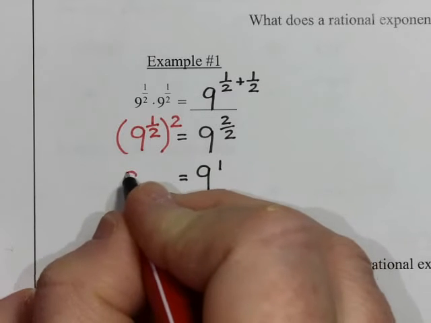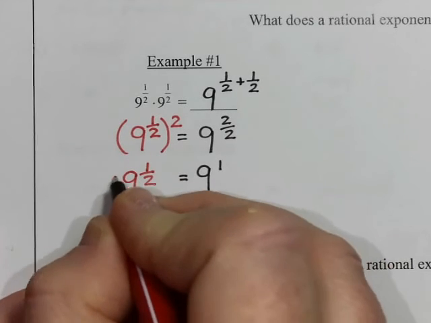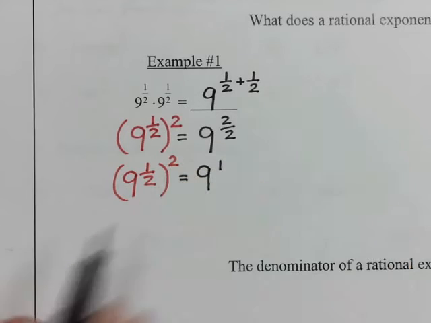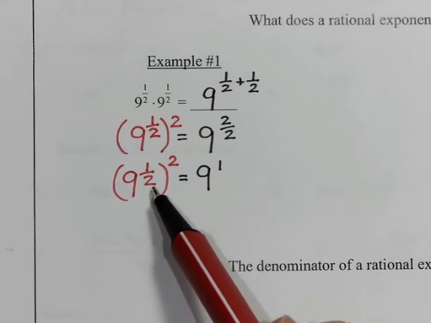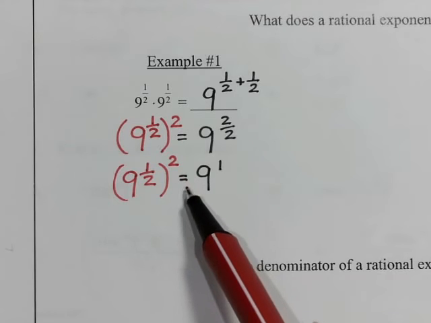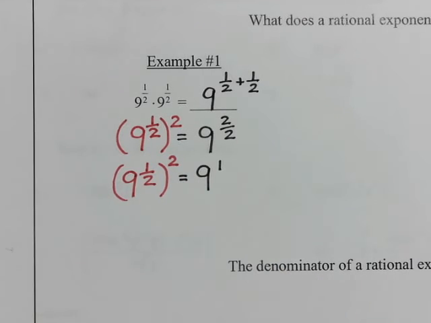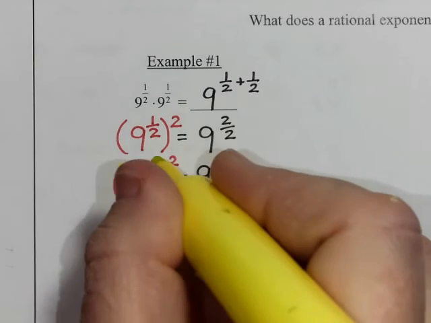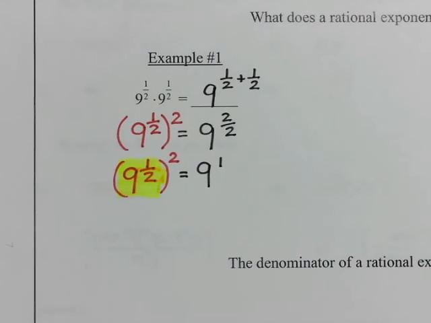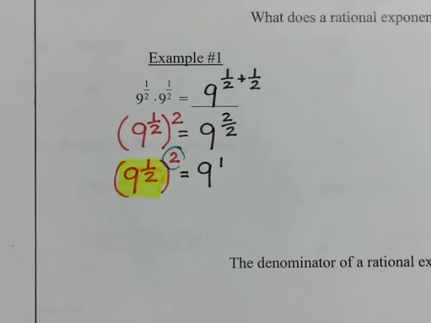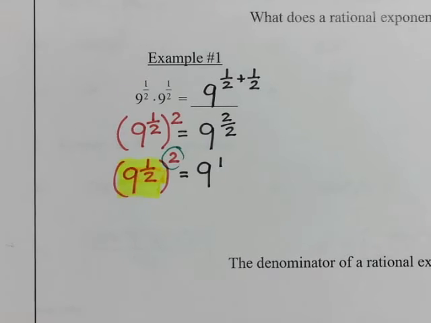So I am on this next line just going to write down again 9 to the 1/2 to the power of 2. So I know that 9 to the 1/2 to the power of 2 is the same thing as 9 to the power of 1. Now my goal is to try to figure out what 9 to the power of 1/2 equals. So I want to know what this is all by itself. So what I would like to do is figure out a way to get rid of a square. Now, is there a way to get rid of a square? How would I cancel out a square?